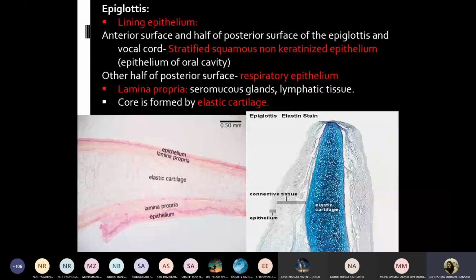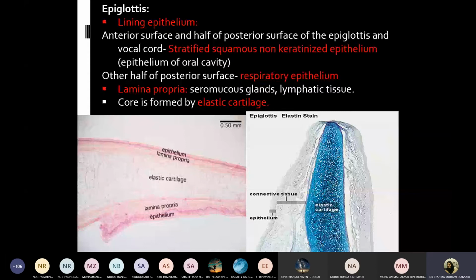Since it is movable, the core is formed by elastic cartilage. It should be firm, but it should be movable. So that's why we have elastic cartilage. This epiglottis, again, has two surfaces. One surface faces the oral cavity and one surface faces the respiratory area. Whatever faces the oral cavity is lined by stratified squamous non-keratinized epithelium.